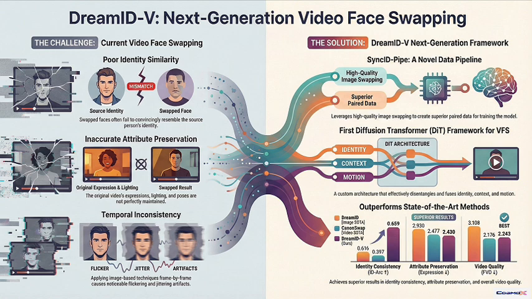Here's where it gets really interesting for me, the architecture. I read that DreamID-V is the first VFS framework built on a diffusion transformer, a DiT model. Yeah, that's a major step up. So how does an architecture like that juggle all these different inputs? You have the identity, the background lighting, and all this complex motion data coming from the IVS.